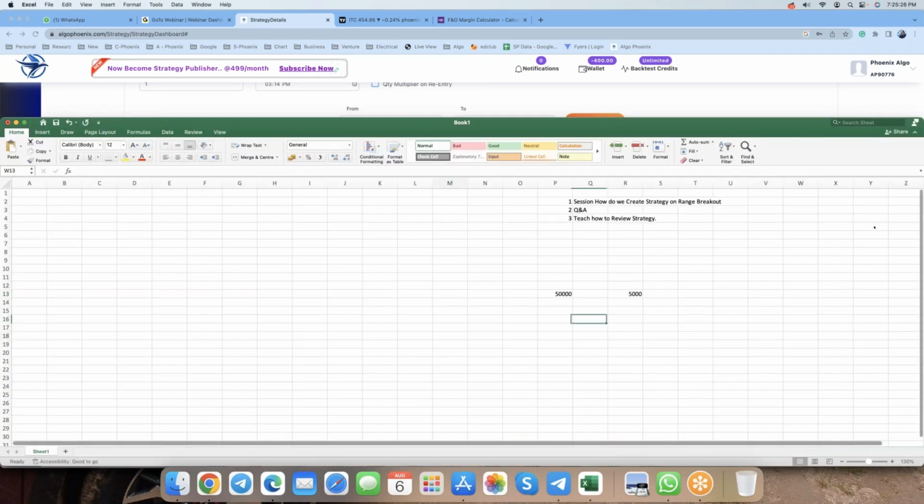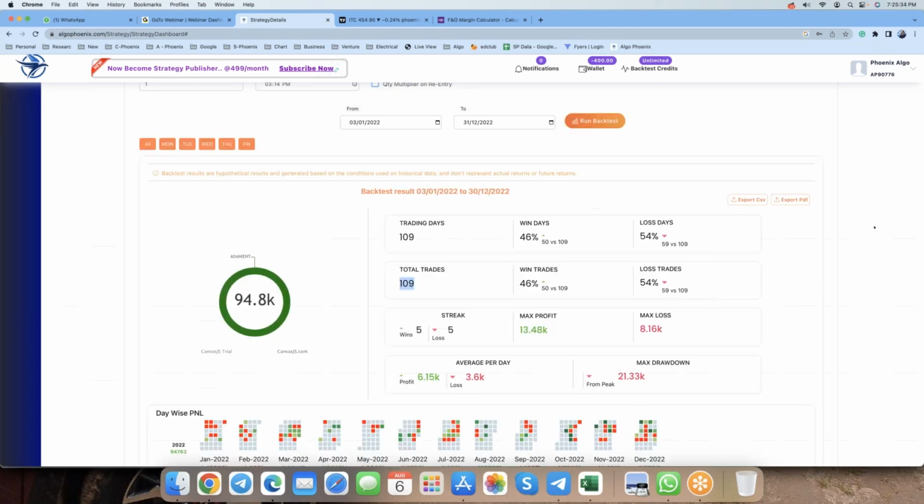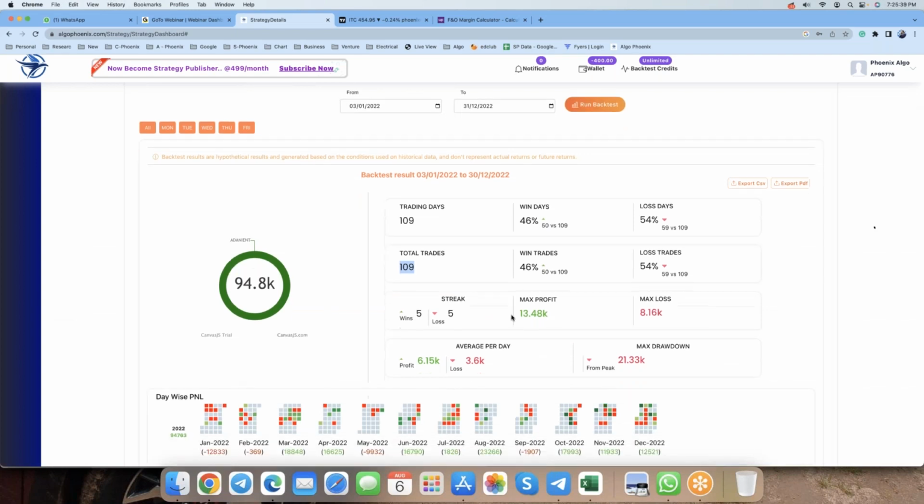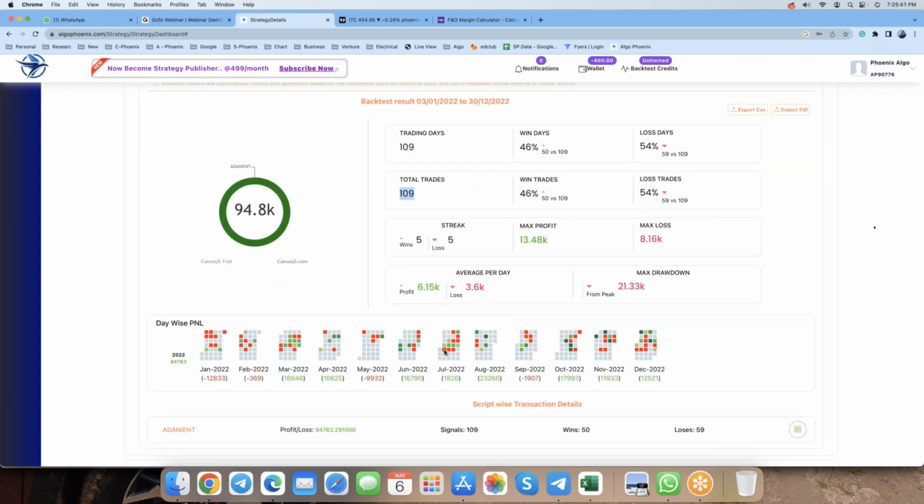So roughly 110 trades divided by 12, I'm getting around nine trades, very few trades. So only 9 trades in a month on average. So your brokerage will not be more than 300 rupees, is what you can expect as brokerage every month for 10 trades. So the number of trades is extremely low and the profitable scenario is more.